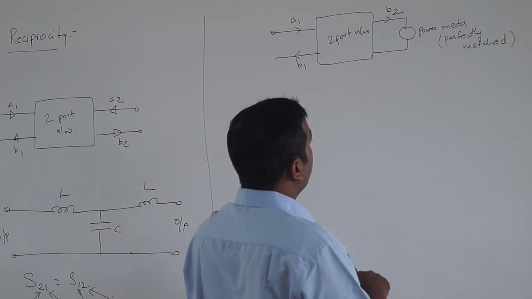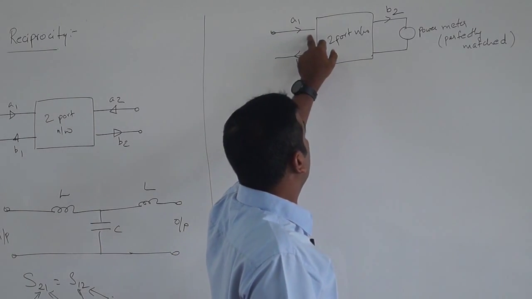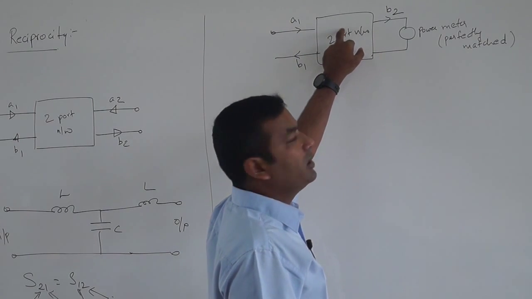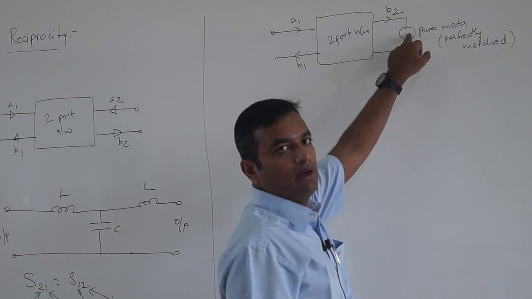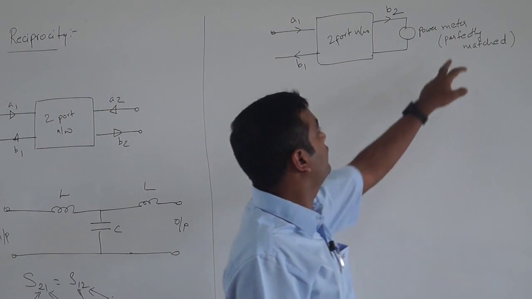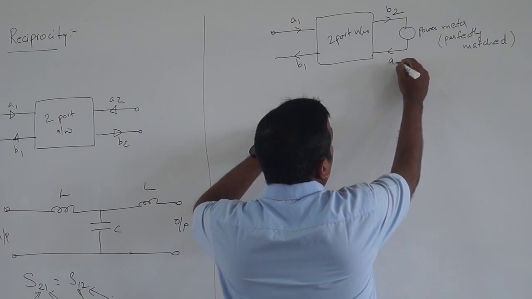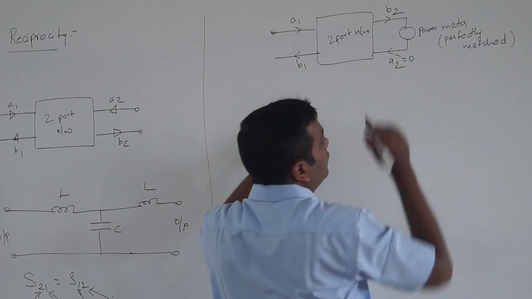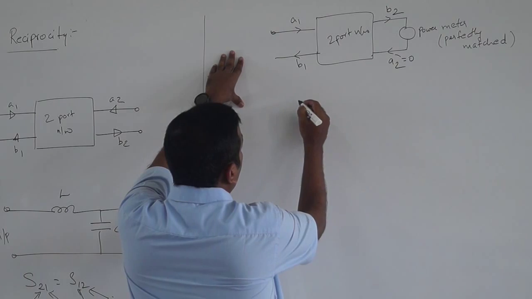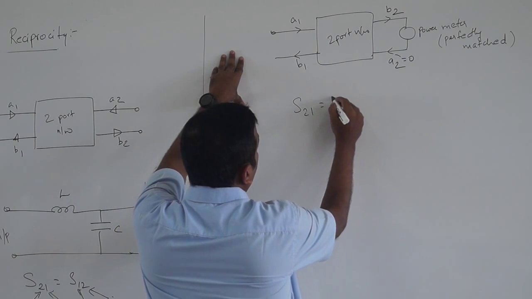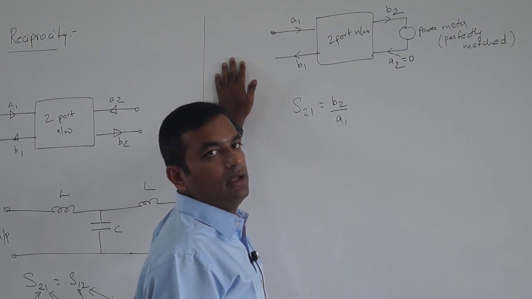So what will be the signal that is reflected back? There will be no signal reflected back, because you give a signal here, some process happens in the two-port network, and you get an output B2. The output B2 enters the power meter, which absorbs all the signal because it is perfectly matched. So A2 will be equal to 0. What will S21 be in this condition? S21 will be B2 by A1.